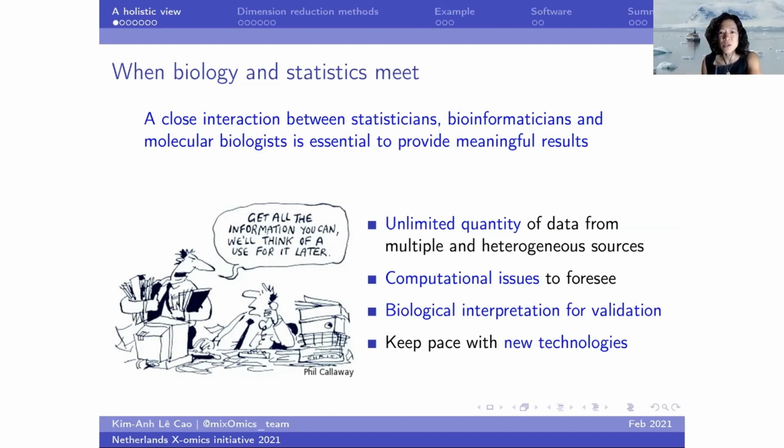And so instead, we have to rely a lot on the biological interpretation to validate how meaningful those results are. And the final challenge we face is that we have to constantly keep pace with new technologies. For example, now we have single cell platforms and technologies that rise, and they're looking, for example, at spatial information of the cells as well as the transcriptomics information.